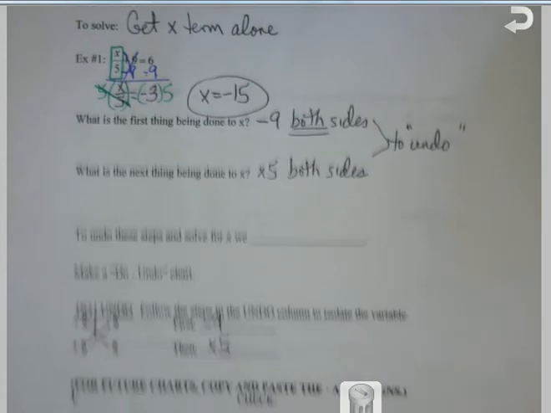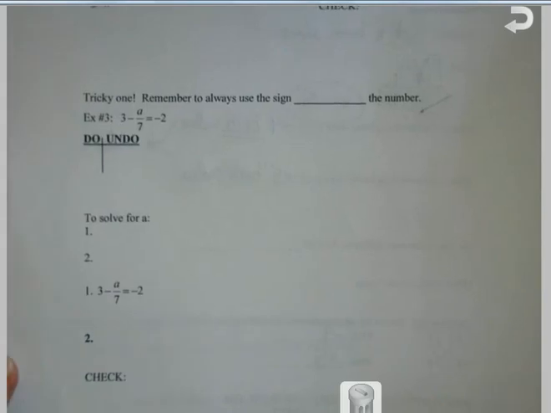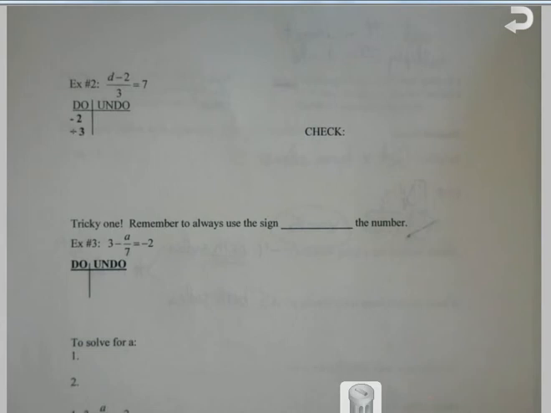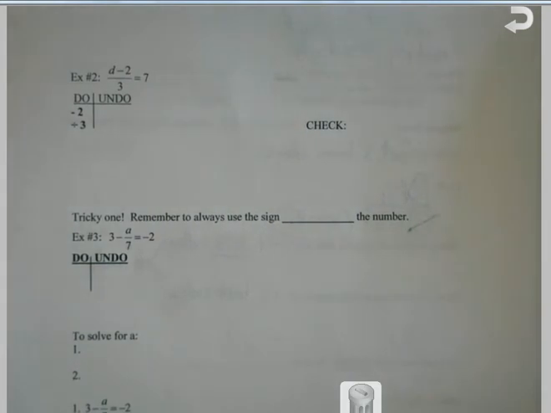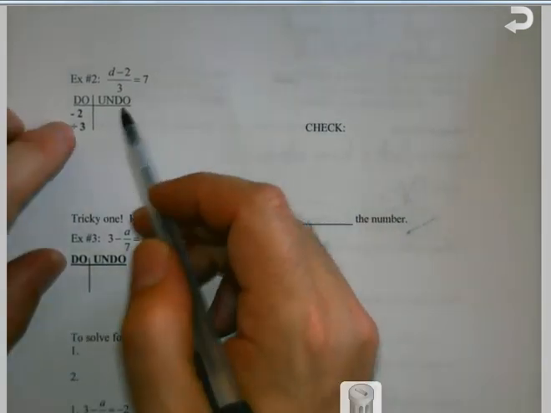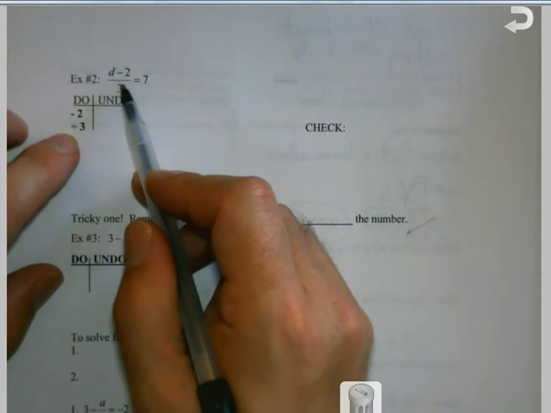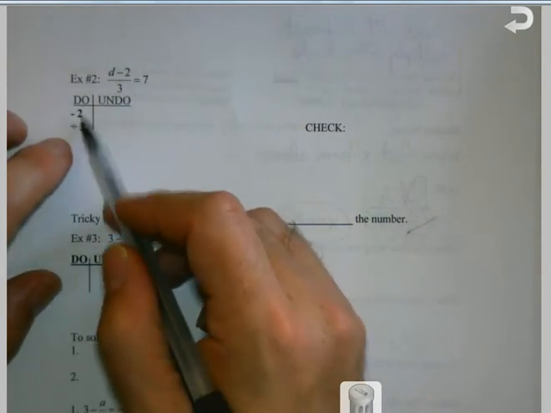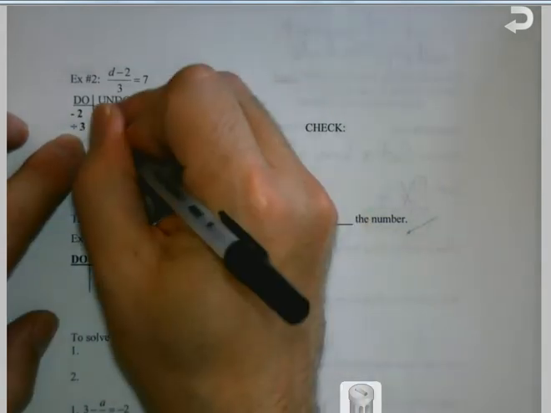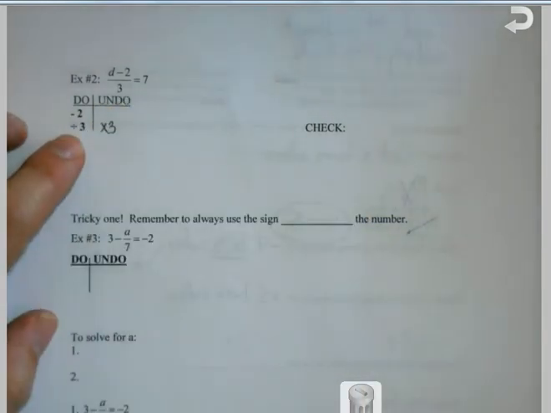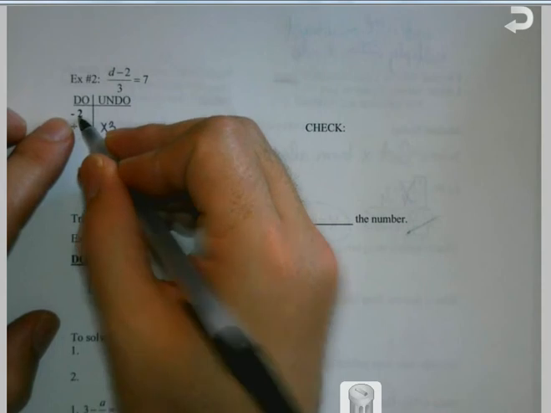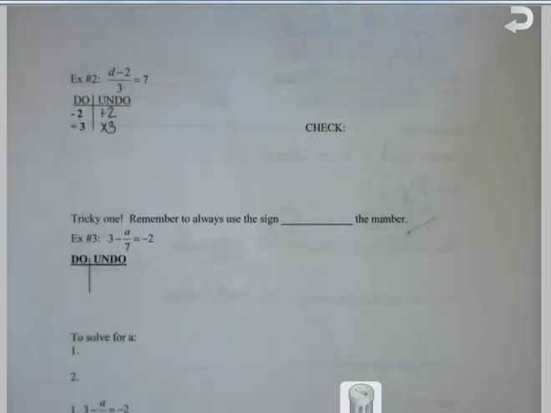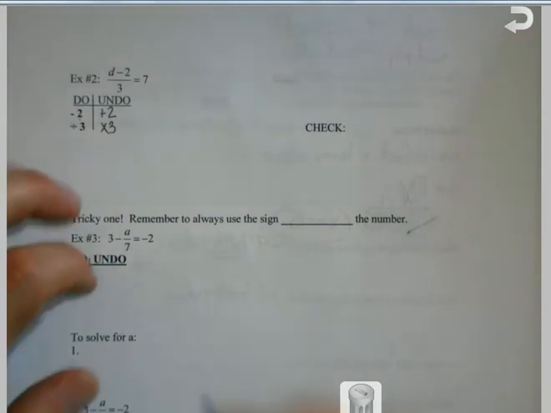So we're going to flip over to the back. We're going to try things out here with the do-undo chart and kind of see how this goes. So I notice I'm minusing 2 from D and I'm dividing it by 3. Okay. So to undo each of these, you're like, well, to undo divide by 3, I'd have to times. And to undo minus 2, I'd have to plus. But here's the thing that's tricky. Whatever's the furthest away from my variable is what I have to do first.